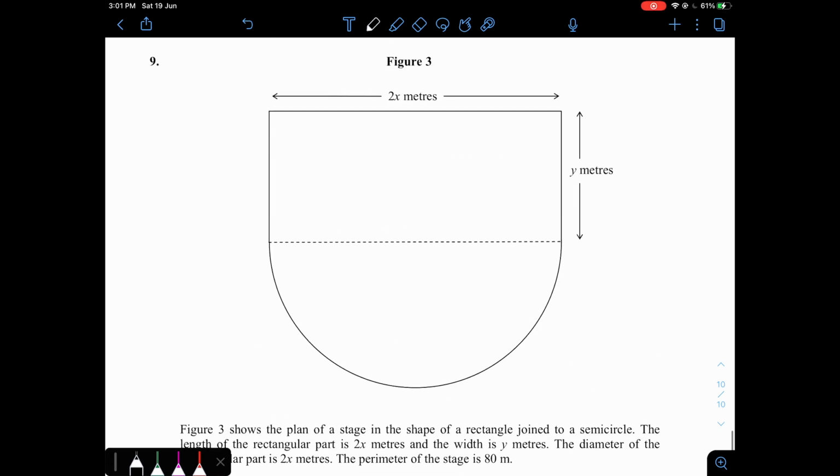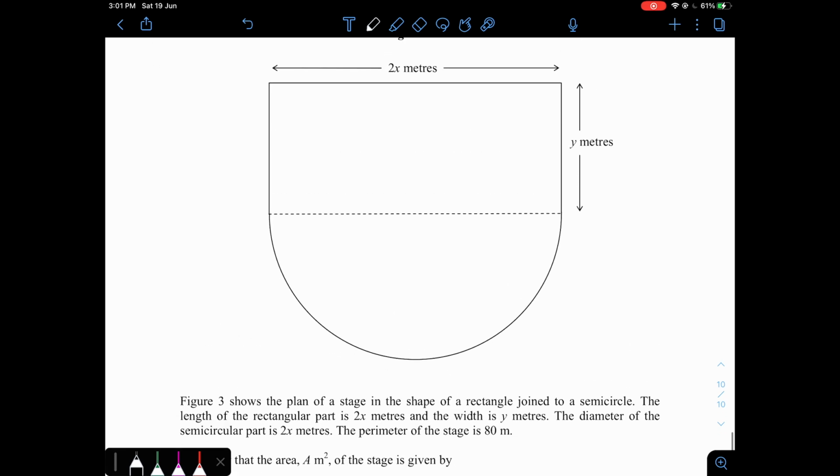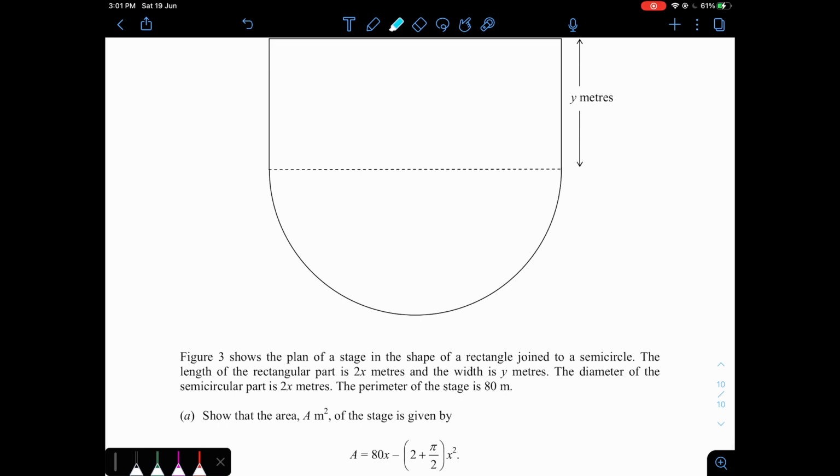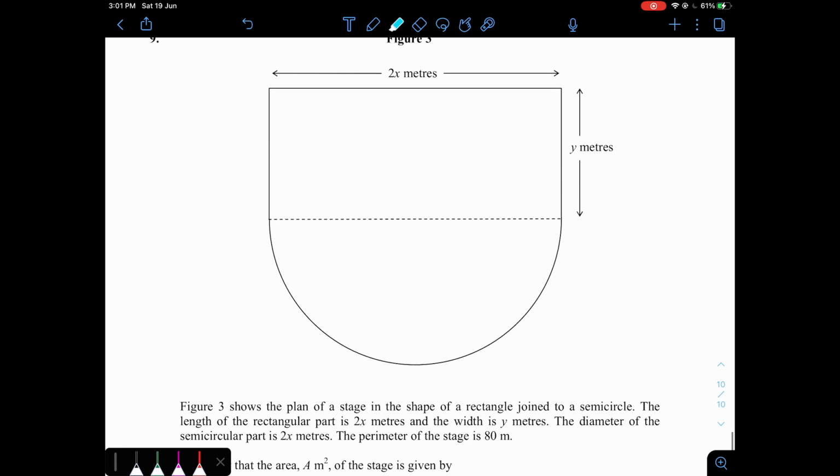So question number 9. We've been given this figure. Figure 3 shows the plan of a state. They tell you lots of things here, so let's see what the key points are. The length of the rectangular part is 2x meters, and the width is y. They've done this for us: 2x meters and y meters.